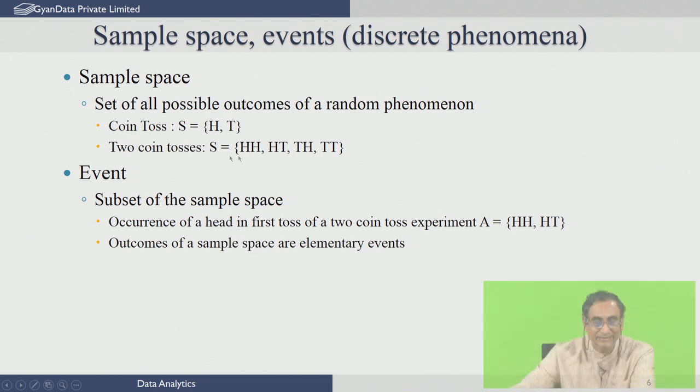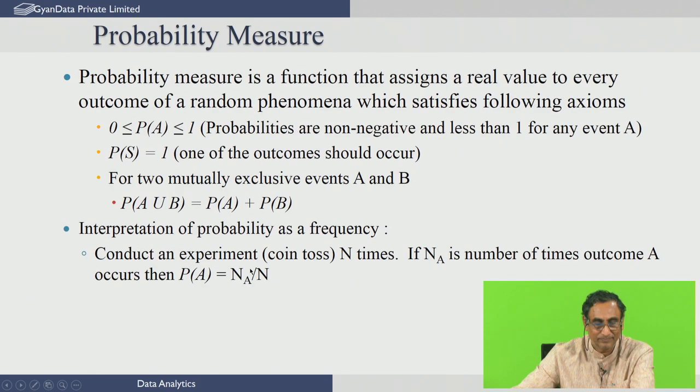An event is some subset of this sample space. For example, for the 2 coin toss experiment, if we consider the event of receiving a head in the first toss, then there are 2 possible outcomes that constitute this event space, which is HH and HT. We call this event A, which is the observation of a head in the first toss. Outcomes of the sample space, for example HH, HT, TH and TT, can also be considered as events. These events are known as elementary events.